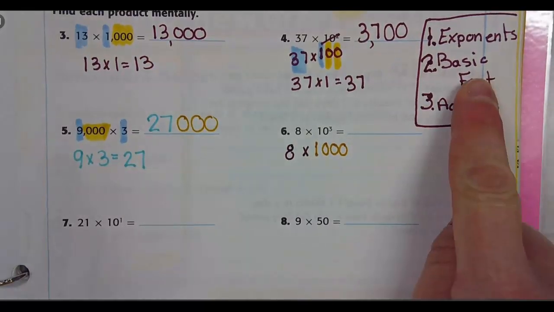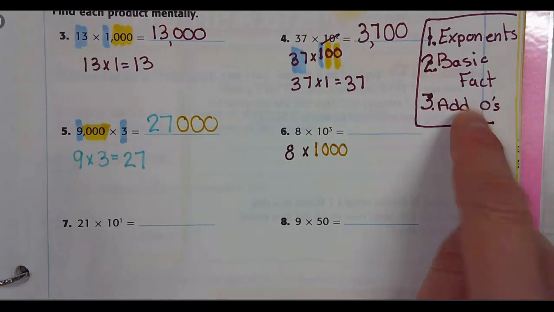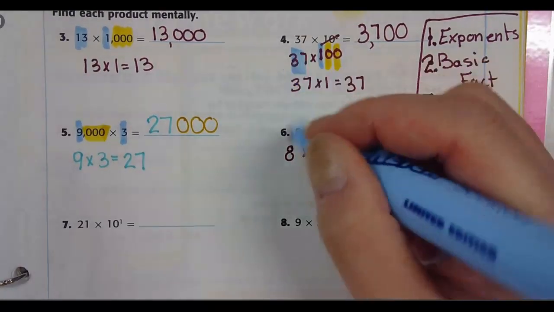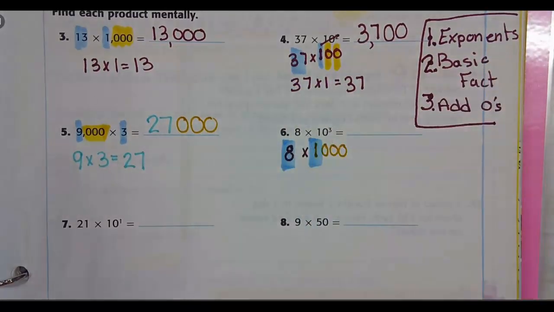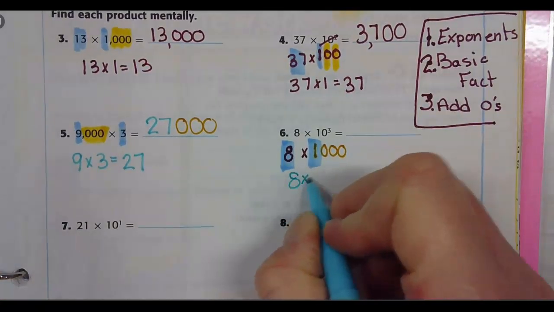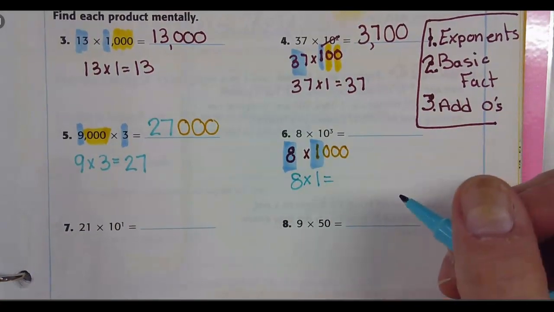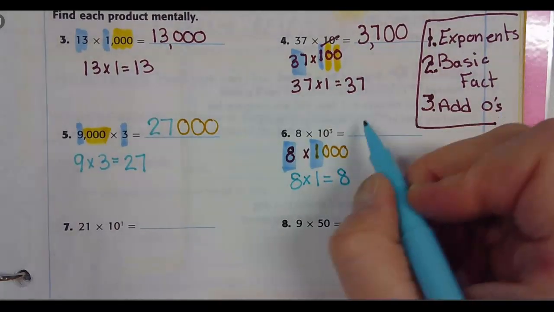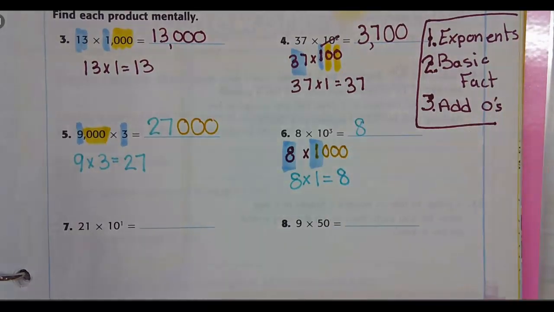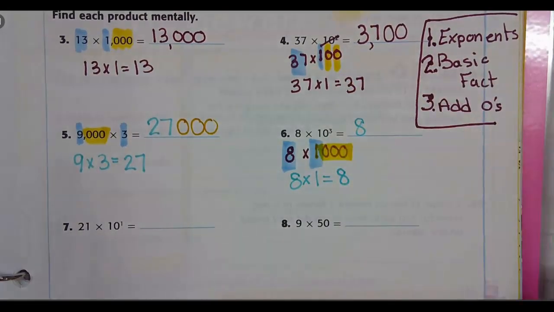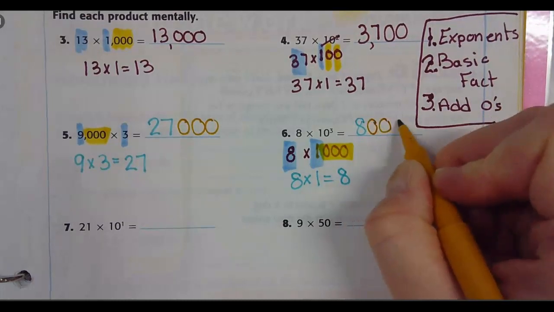Now I need to look at the basic fact. What's my basic fact here? So my basic fact is going to be 8 times 1. So I'm going to rewrite that as 8 times 1. 8 times 1 is what? Okay. And then, after I have my 8, now I have to go back and add my 3 zeros, and I have 3 zeros in here.